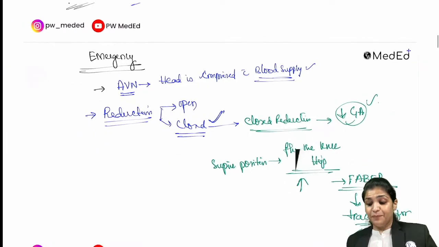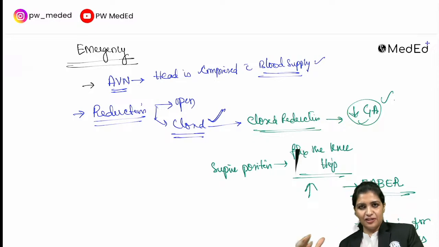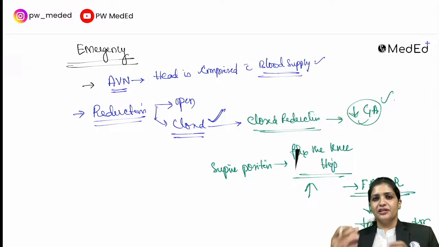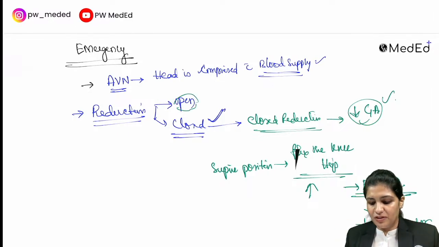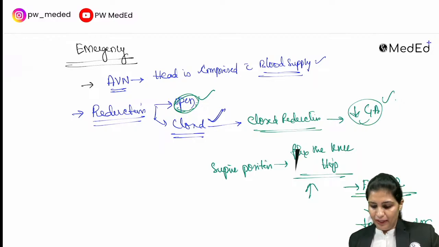When you're doing a closed reduction and the reduction is satisfactory, and if there is no re-dislocation, then you go for what is called traction for 3 weeks, right? And if the reduction is not satisfactory, or if it is redislocating, again you have to go for open reduction and check for any other fractures on the X-ray or the CT scan.